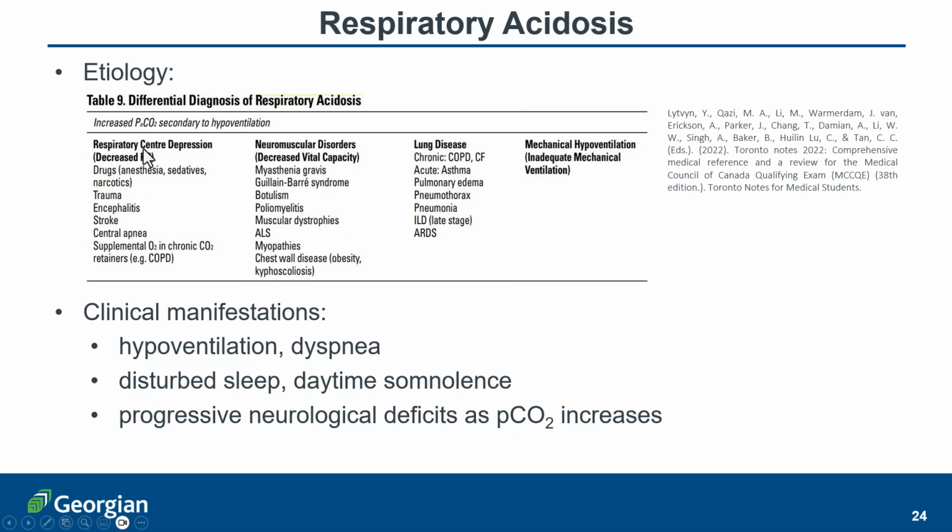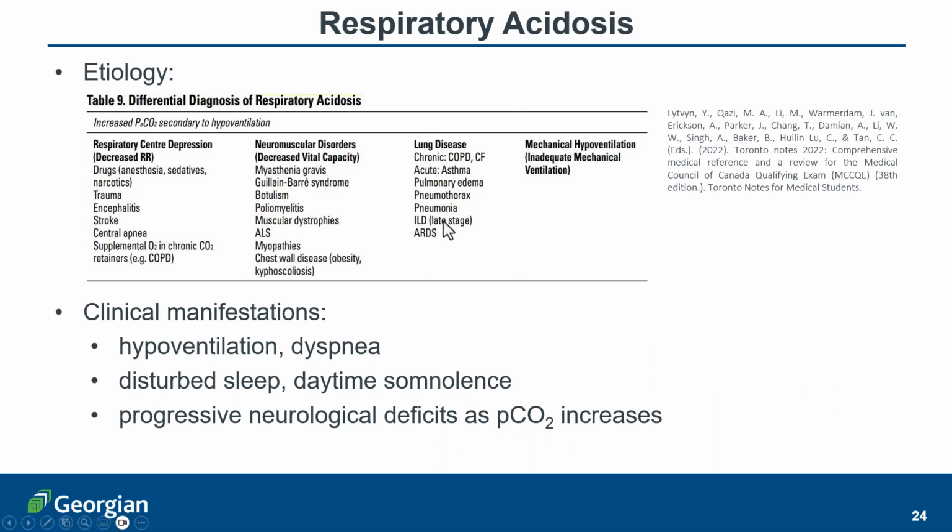This could be due to the depression of the respiratory center, resulting in a decreased respiratory rate. That could be due to various drugs, such as the narcotics, like fentanyl and the other opioids. Could be due to trauma to the brainstem. Could be due to a stroke. Neuromuscular disorders can also cause hypoventilation. That's not very common outside of very severe cases of botulism or in stages of ALS, amyotrophic lateral sclerosis, where the diaphragm and other respiratory muscles get paralyzed.